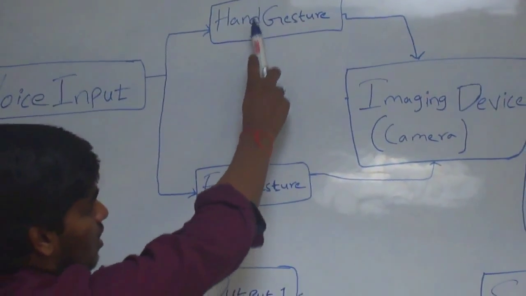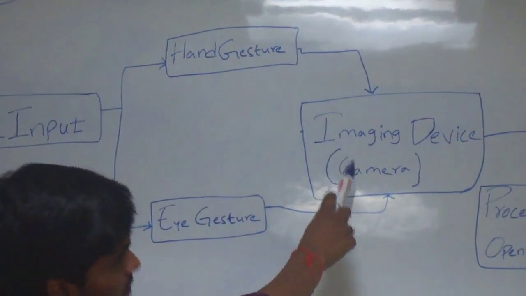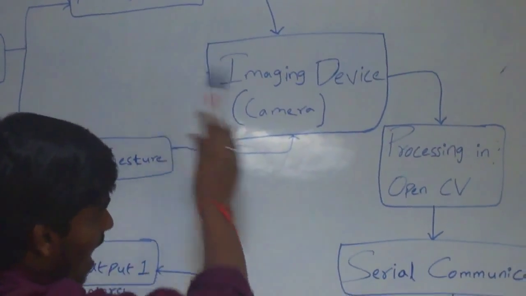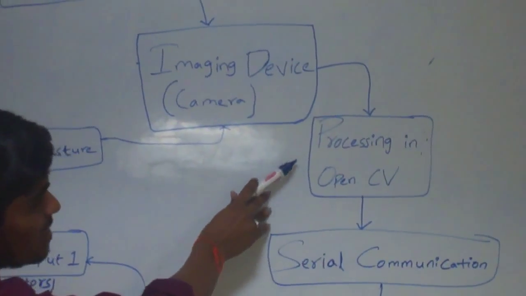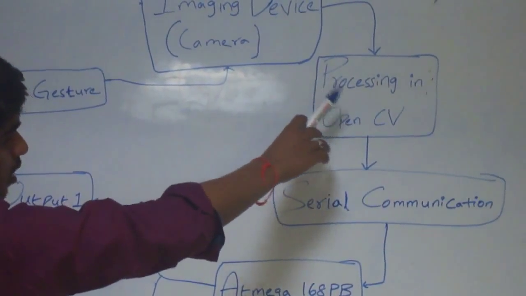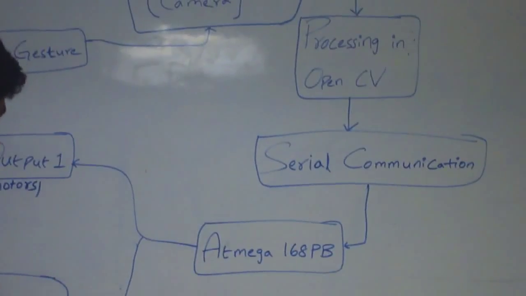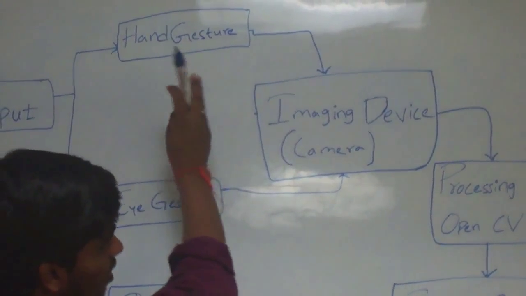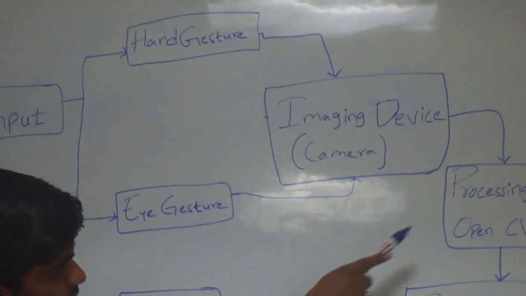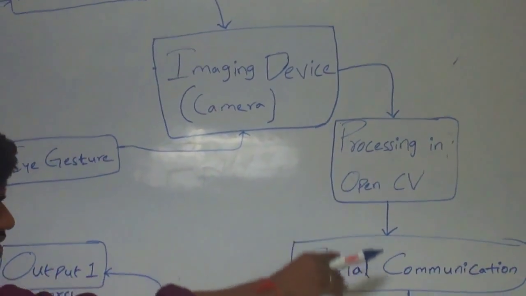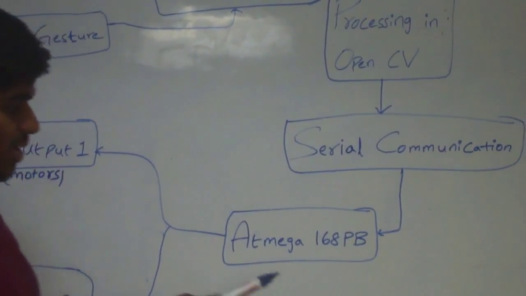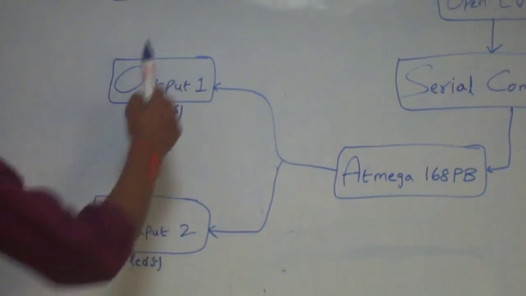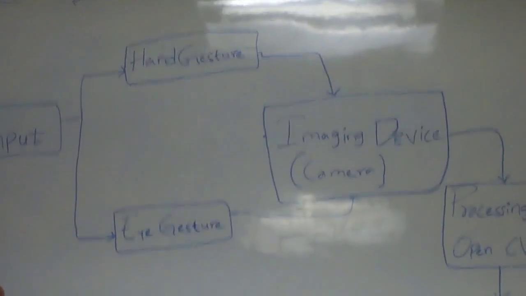If it's hand gestures, then the imaging device, which is nothing but the camera, will be switched on, and the respective hand gesture code will be processed in OpenCV, and the resultant output will be communicated to the Atmega 168PB microcontroller unit using serial communication. Based on the hand gesture inputs given by the user, the processing in OpenCV is done and serial communication is done with the Atmega 168PB, and the respective motors or LEDs attached to those pins are switched on. In this way the hand gesture code will be working.